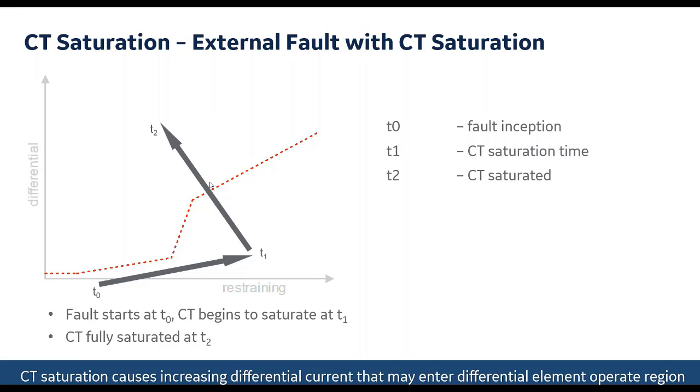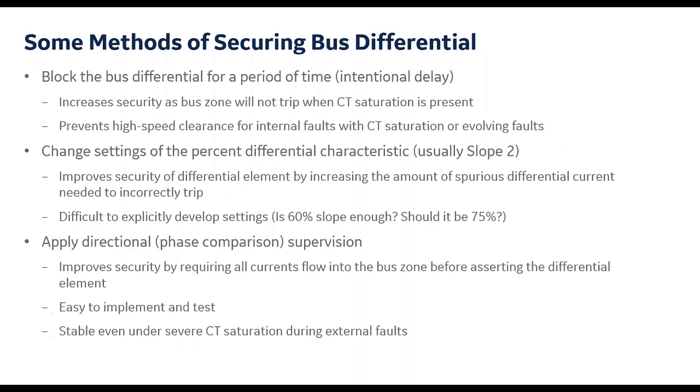So I can increase my slope to say, hey, if I have an external fault with CT saturation, I could deal with it by increasing my slope. So I can go from a slope of 30% to maybe 60% or even 90%. And I will not compromise my protection for internal faults, because for an internal fault, my trajectory is different.